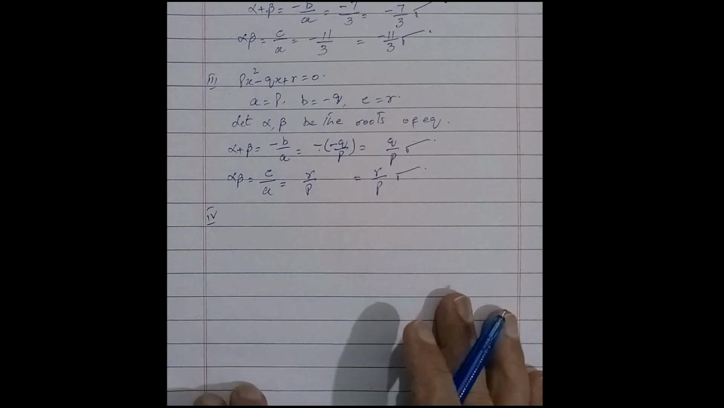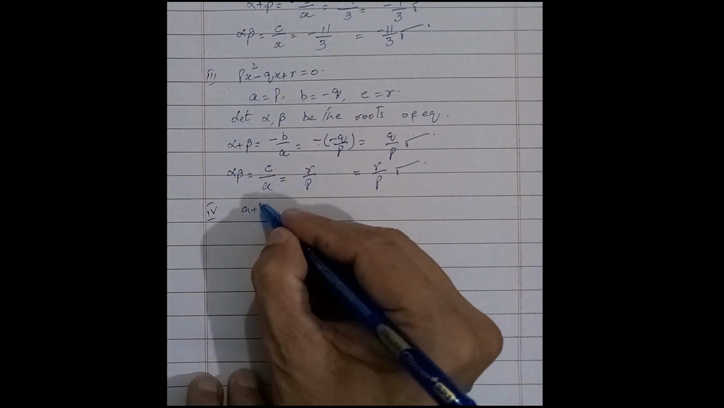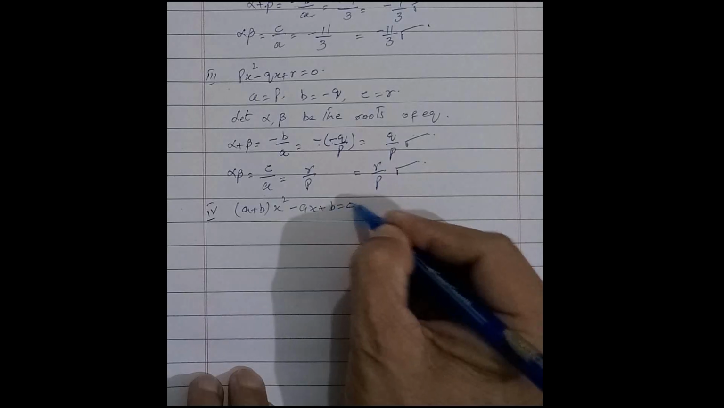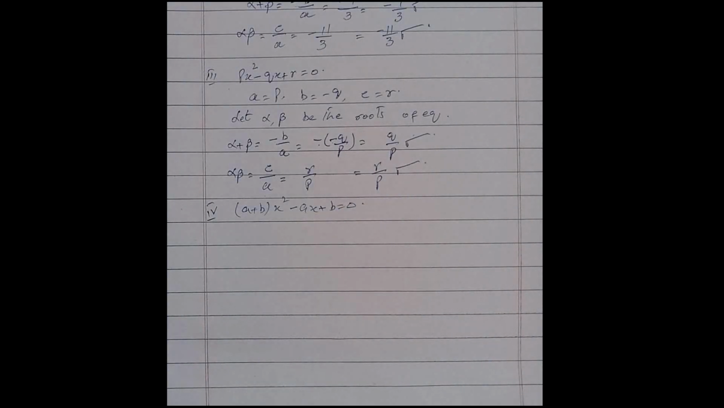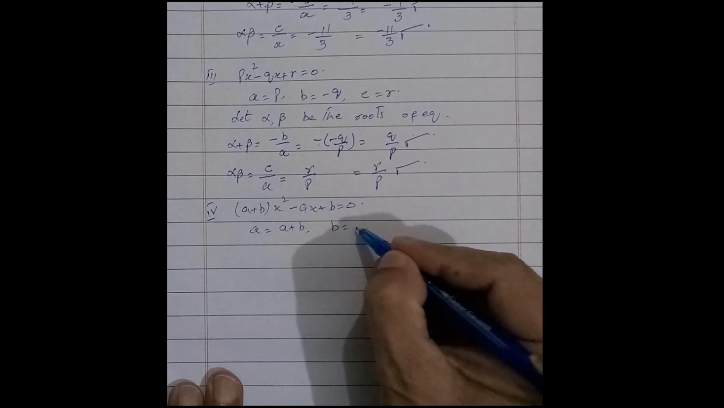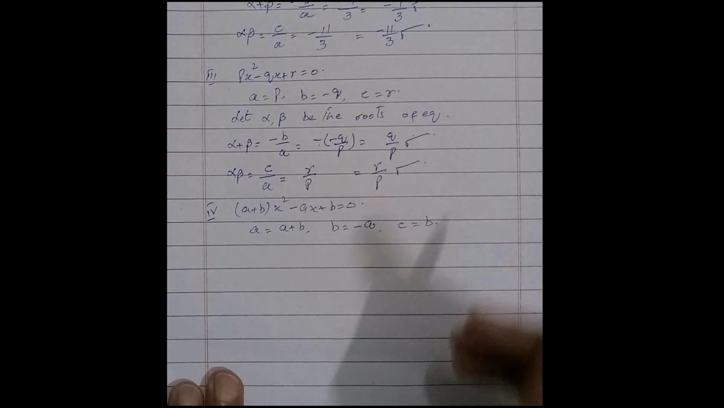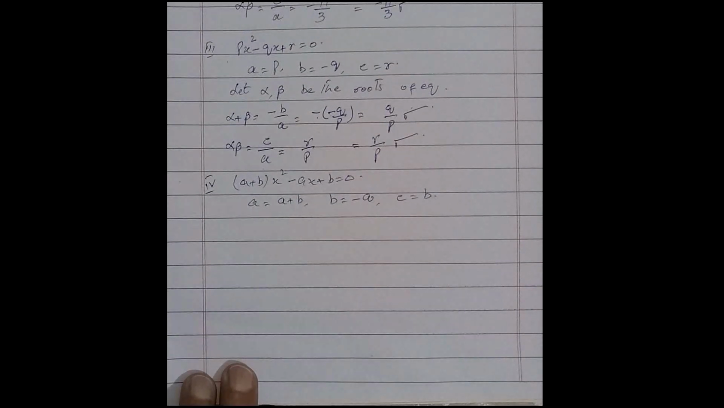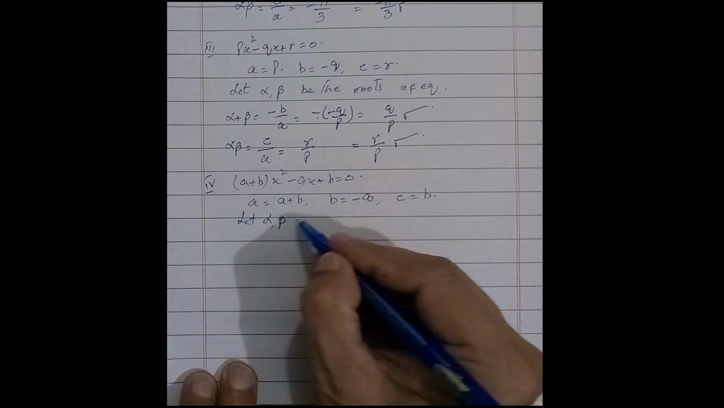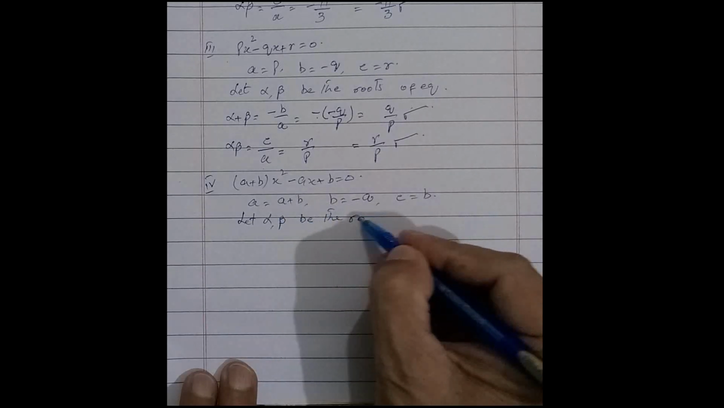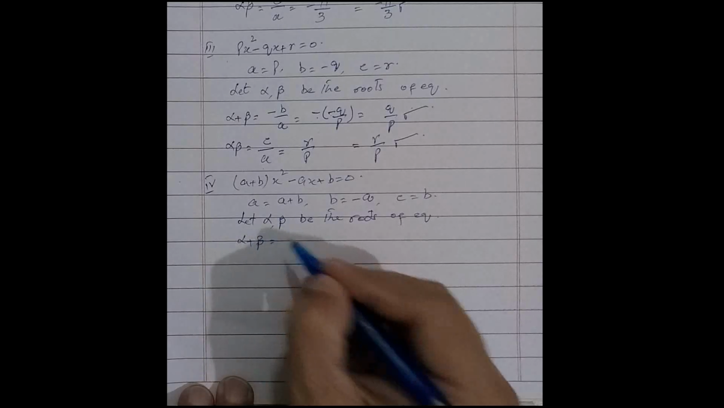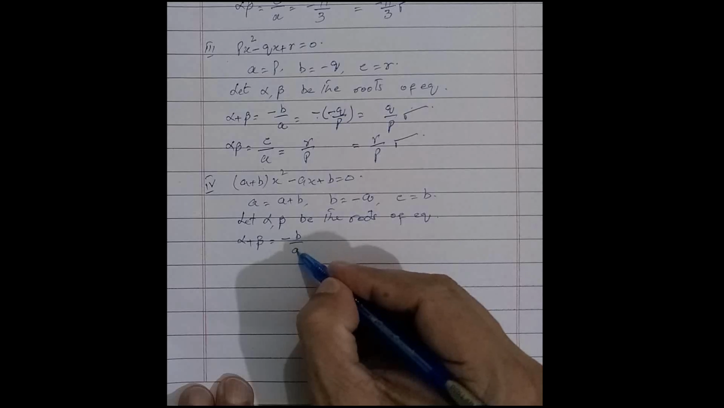And next, the fourth part, which is a plus b x square minus ax plus b is equal to 0. In this question, a is equal to a plus b, b is equal to minus a, and c is equal to b. So we find the sum of roots and product of roots. Let alpha and beta be the roots of the equation, and alpha plus beta, which is the sum of the roots, is equal to minus b over a.